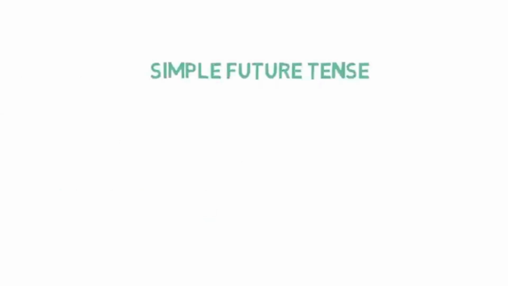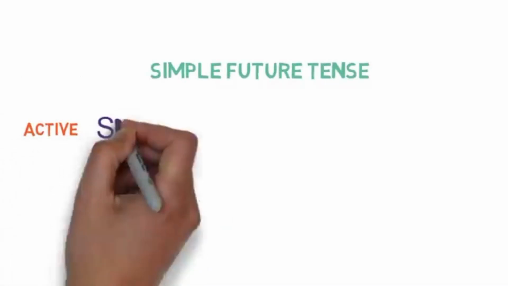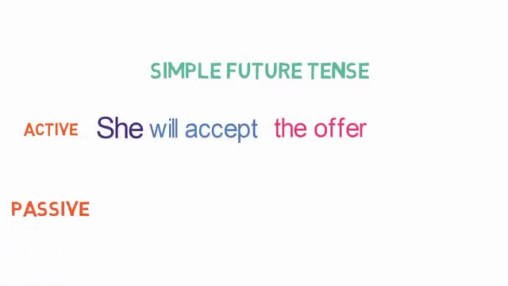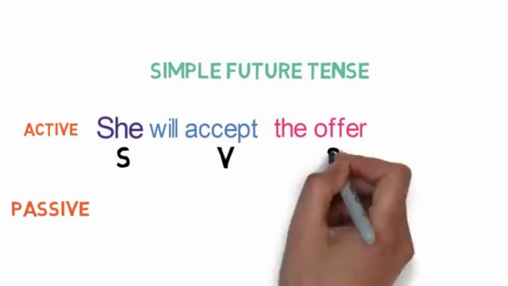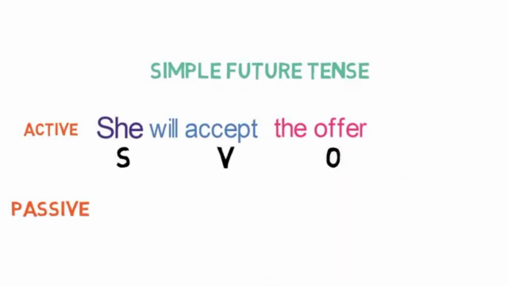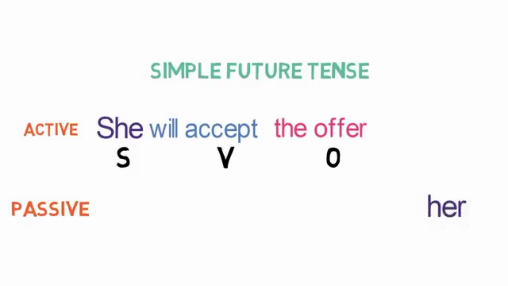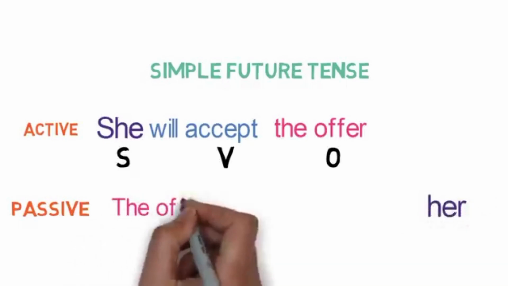Now let's see an example of simple future tense. Active sentence: She will accept the offer. Passive sentence: firstly the subject here is she, verb is accept, and object is offer. Now let's swap the position of subject and object. So here it will be the offer, and at this position it will be her.